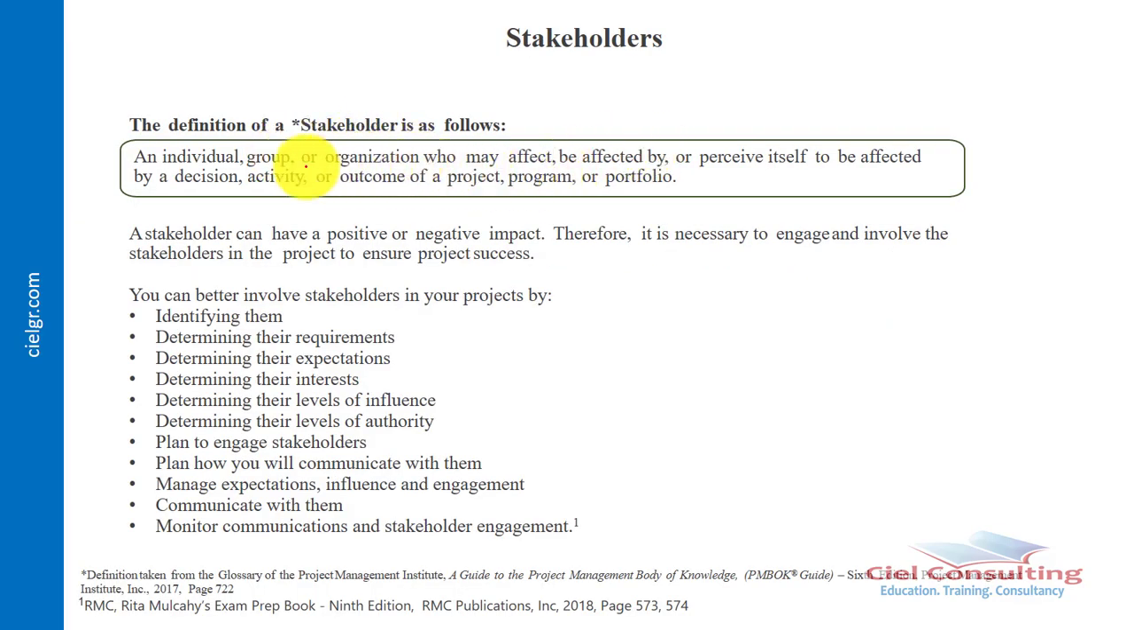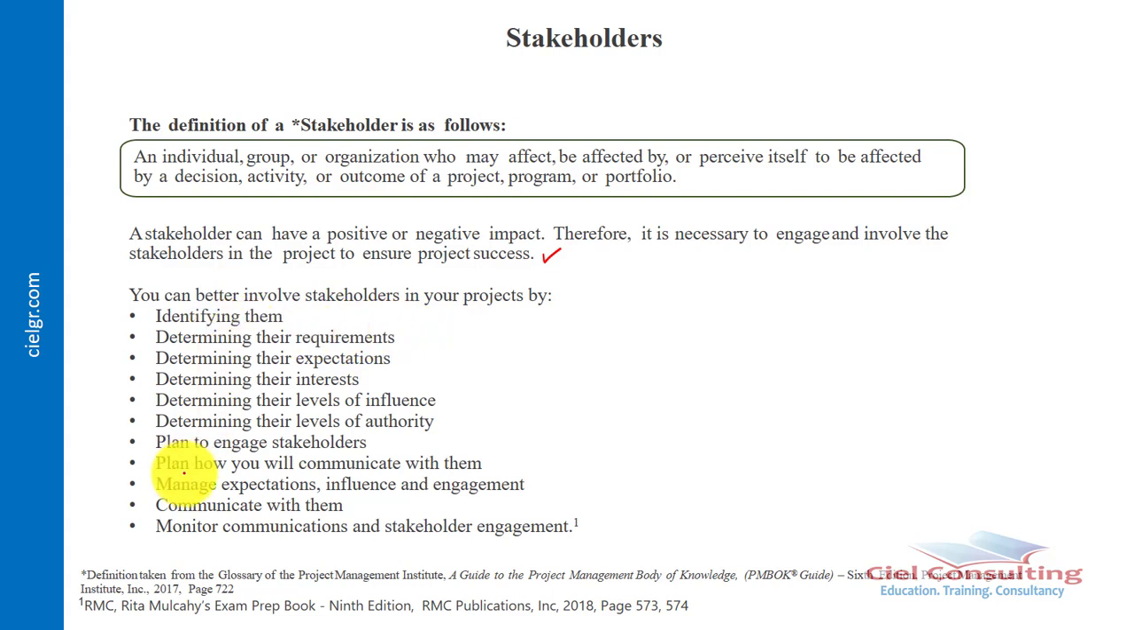So let's talk about stakeholders. So a stakeholder refers to an individual, group, or organization who may be affected by, or perceive itself to be affected by a decision, activity, or outcome of a project, program, or portfolio. So a stakeholder can have a positive or a negative impact. Therefore, it is necessary to engage and involve the stakeholders in the project to ensure project success. So don't forget that your stakeholders can actually affect your project positively or negatively. And typically, any stakeholder you fail to identify and determine how to effectively manage will cause you the most headache in your project. And that's part of the reason why stakeholder management is quite necessary.